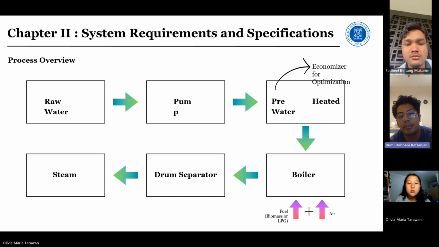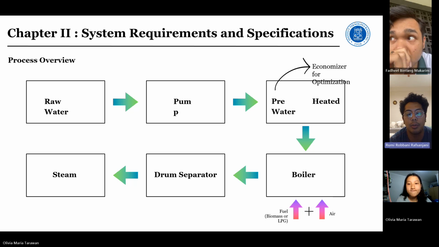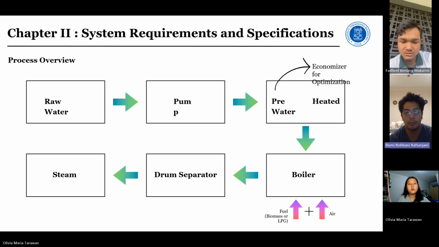From the process itself, we see that the raw water is pumped into the heater, which is an economizer, so that the water is heated before entering the boiler. In the boiler itself, it will be heated fully to reach saturated temperatures, and then the drum separator will separate the steam and the water, and then we will have the steam as our final product.